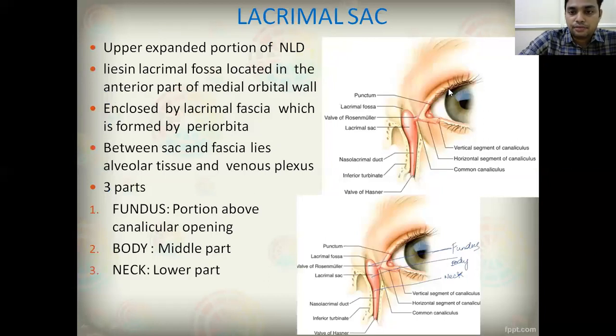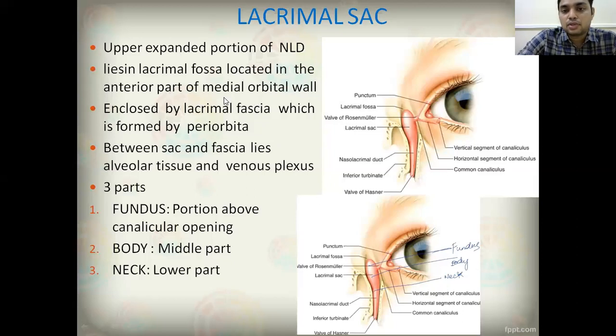Next, from the lacrimal gland: conjunctival sac, then punctum, then canaliculus, upper canaliculi and lower canaliculi, which unite to form the common canaliculus. And from the common canaliculus, the next structure is the lacrimal sac. This is the lacrimal sac. This lacrimal sac is nothing but the upper expanded portion of the nasolacrimal duct, and it is followed by the nasolacrimal duct.